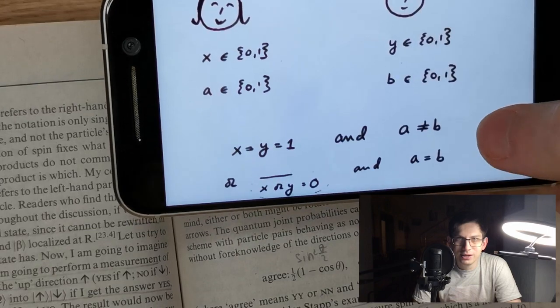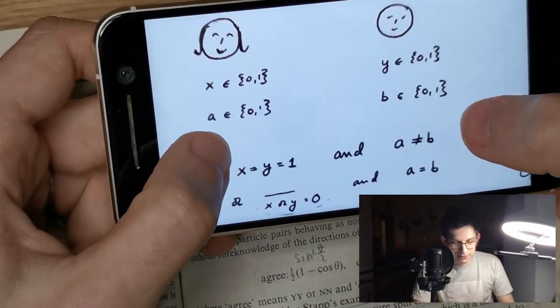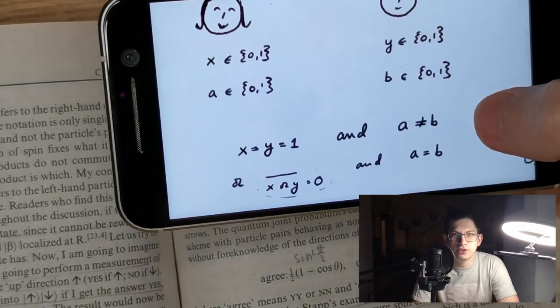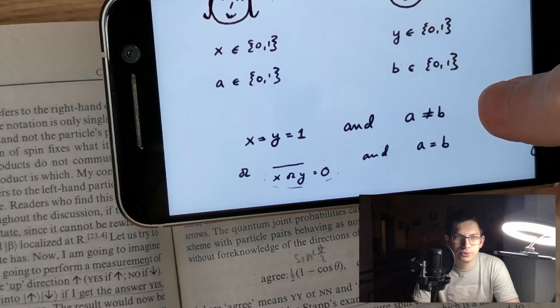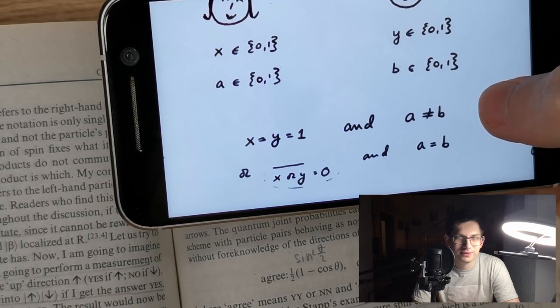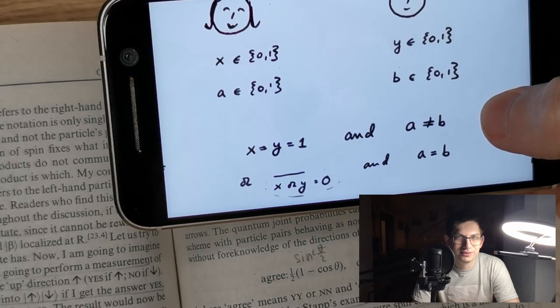And now the question for you: what do you think is the optimal classical strategy for those two guys to follow? Anyone?